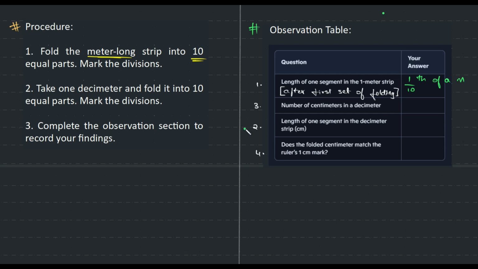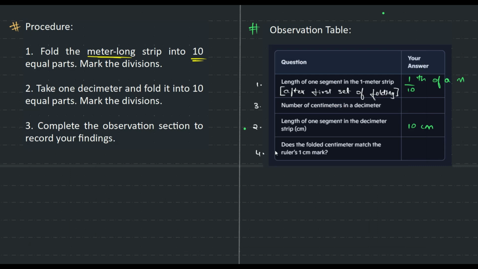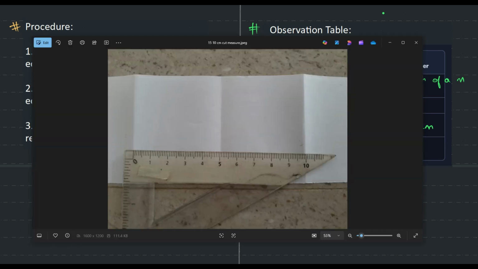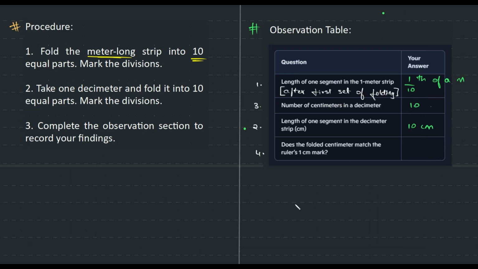A second question is over here actually. Length of one segment in the decimeter strip in terms of centimeter, it is 10 centimeter that we saw over here. Number of centimeters in a decimeter. Okay, that you guys can see this and tell. How many centimeters are there? There will be 1, 2, 3, 4, 5, 6, 7, 8, 9, 10. Okay, I counted 10. So 10.